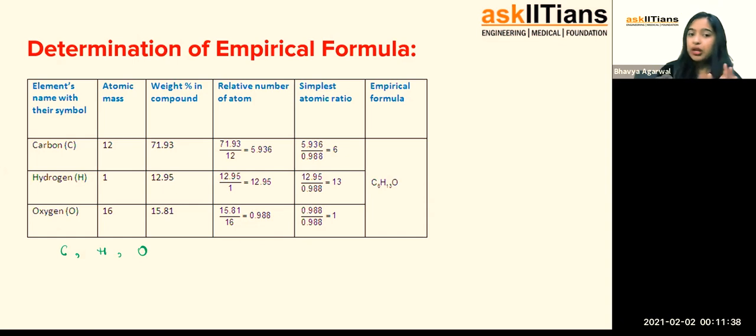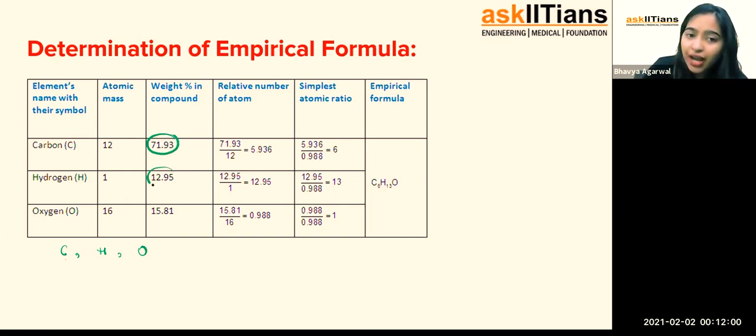Now, in this part, whenever you see these kinds of cases, what is given is their percentage. So the percentage of carbon is given as 71%.